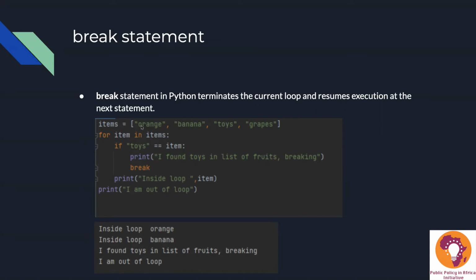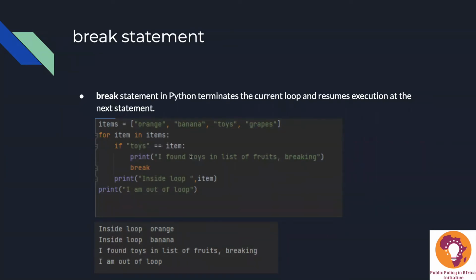Here we're defining a list: orange, banana, toys, grapes. We're then going to loop through the items in that list. Our list is called items. So for item in items, if toys is equal to item, so we're basically looking for the toys item in our list.